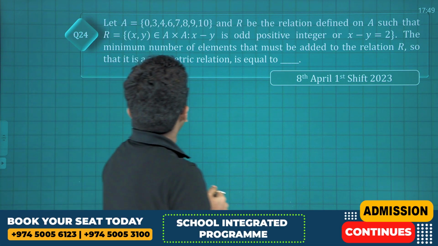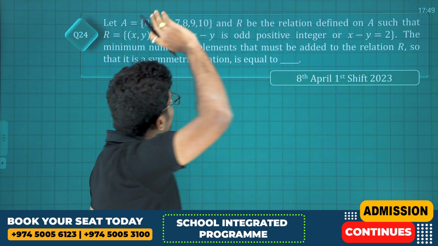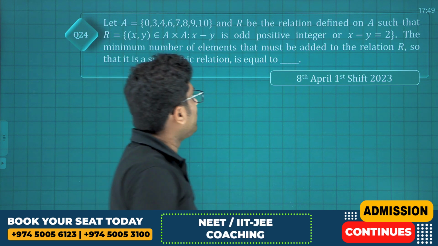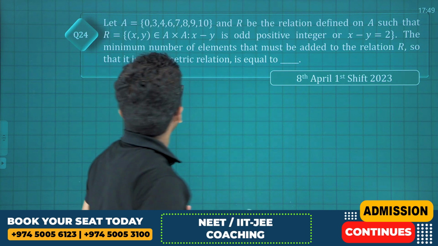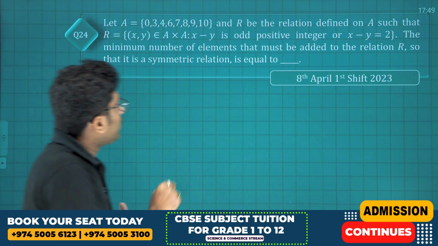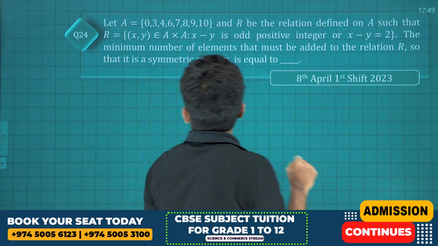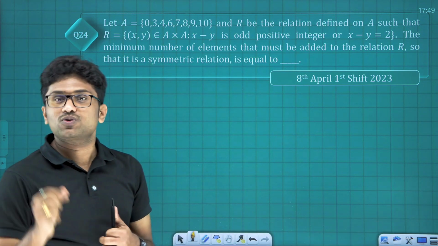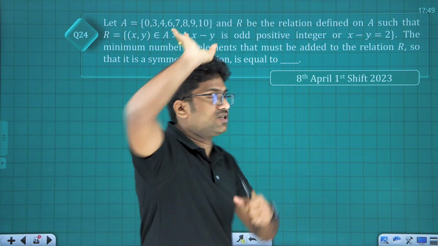Set A is equal to 0, 3, 4, 6, 7, 8, 9, 10 and R is the relation defined on A such that R is equal to the set of ordered pairs (x, y). Find the number of elements that must be added to R1 so that it is a symmetric relation. Same story, friends, it is a symmetric relation. Okay.